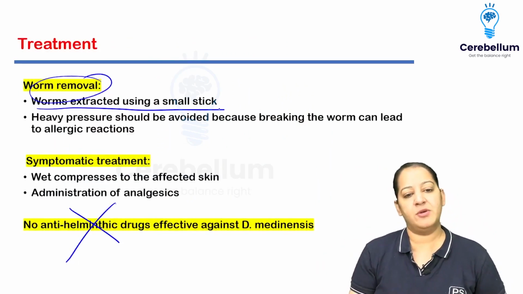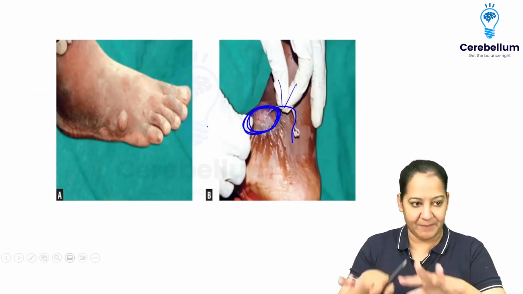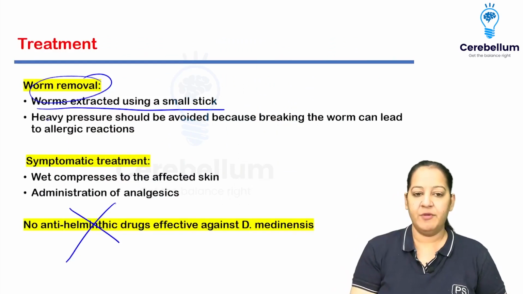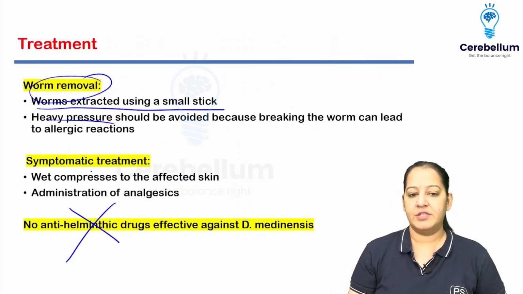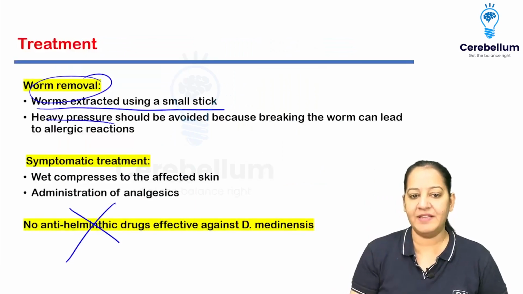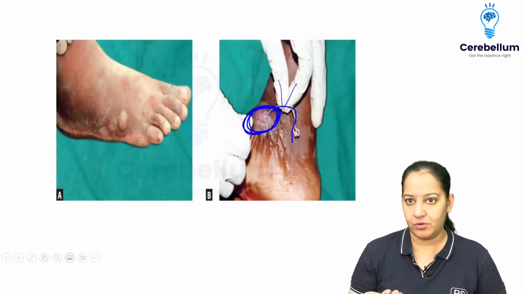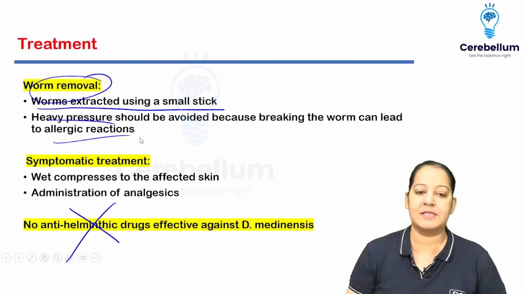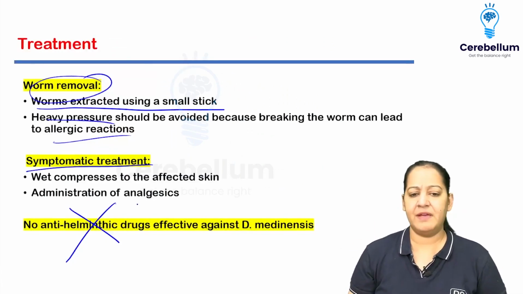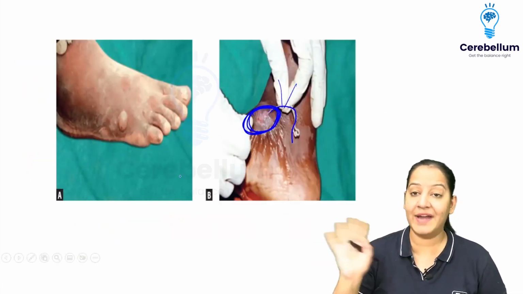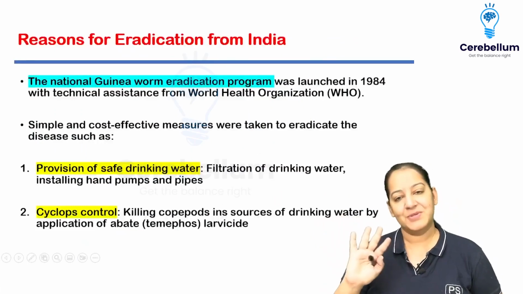So worms are extracted using a stick, and you can apply pressure to take out. Not heavy pressure, the moderate pressure, because if you apply the heavy pressure, it can lead to allergy also. The worm can break and it can lead to hypersensitivity reaction. Symptomatic treatment can be given, analgesics can be given, but no anti-helminthic drug is there to treat it. So that is the thing.